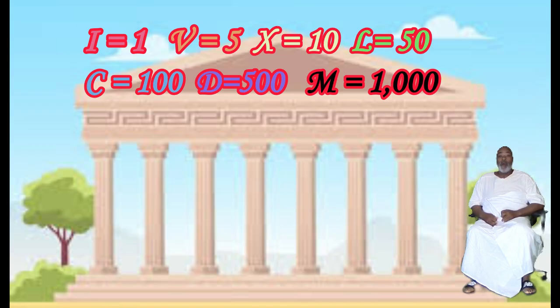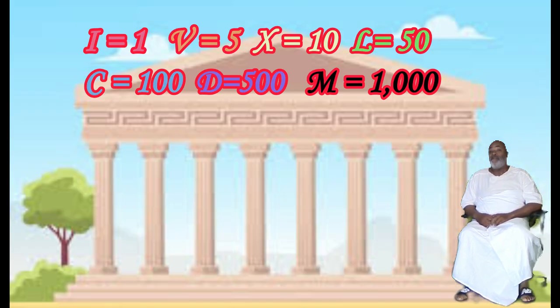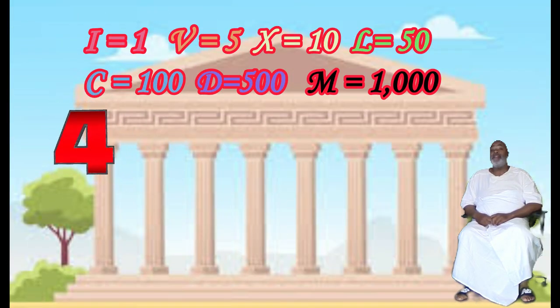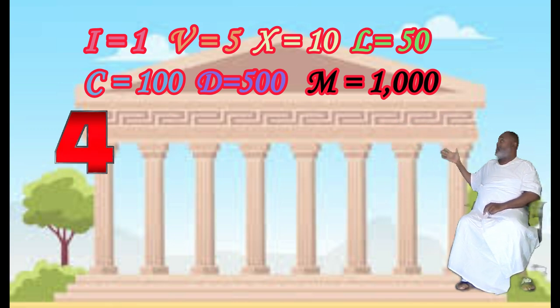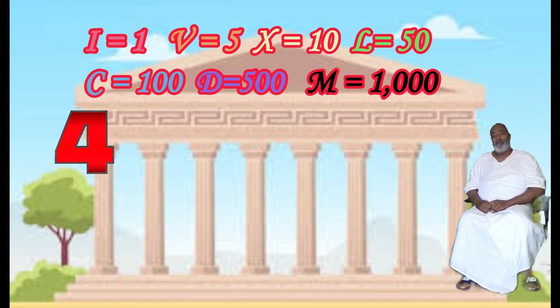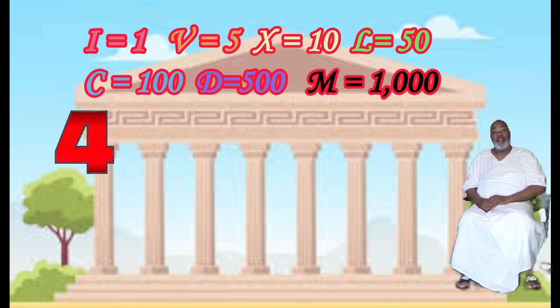Today, we are on part 3 of writing Roman numerals. Today, we're going to talk about Roman numerals using subtraction for two numbers, the number 4 and the number 9. So, here is an example of the number 4. Most people will write 4 as 4 I's, which is not wrong, but we can use a little subtraction to write the number 4.